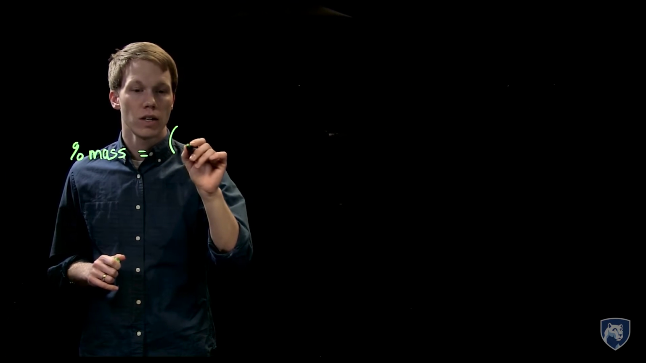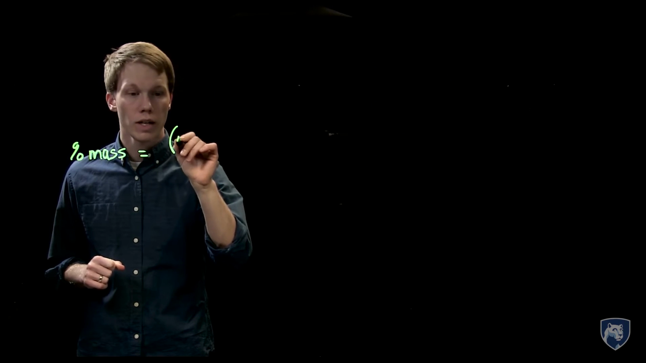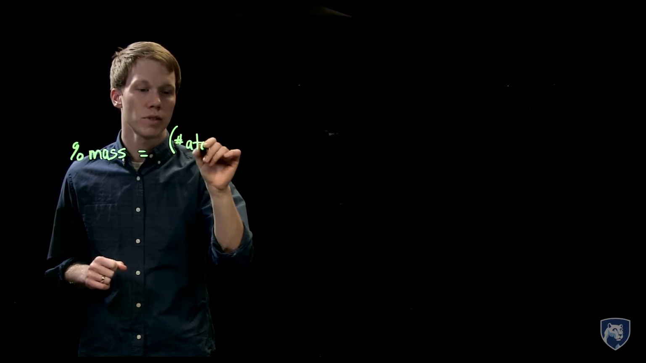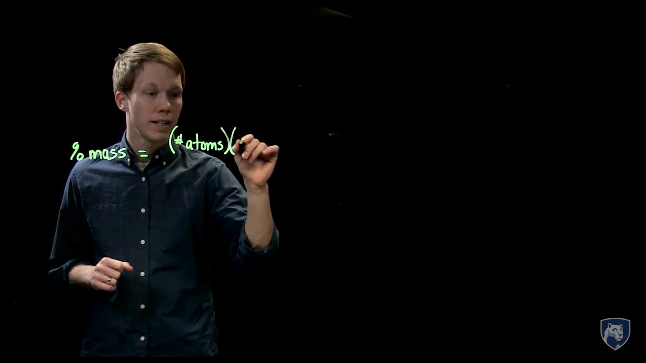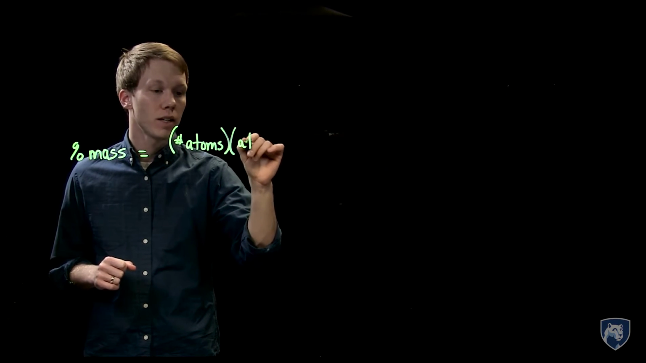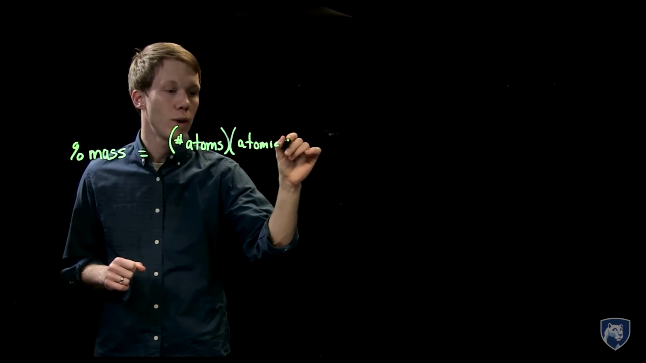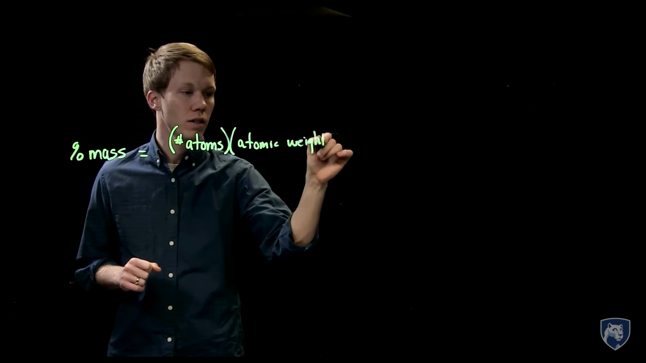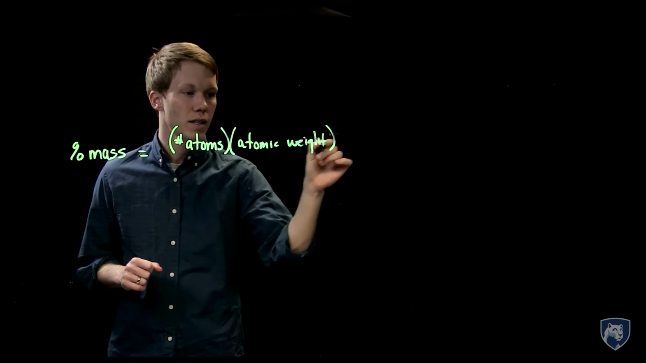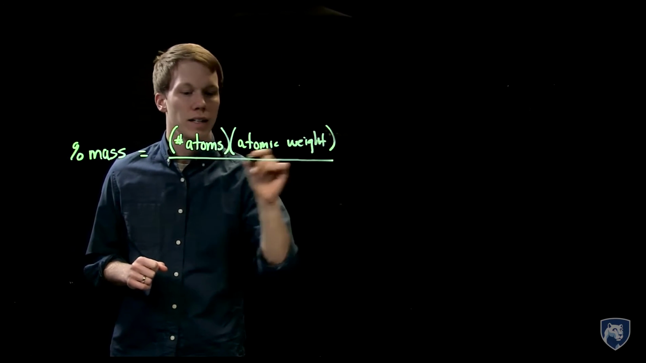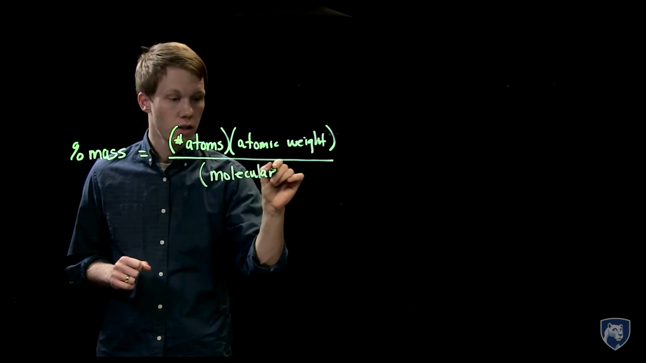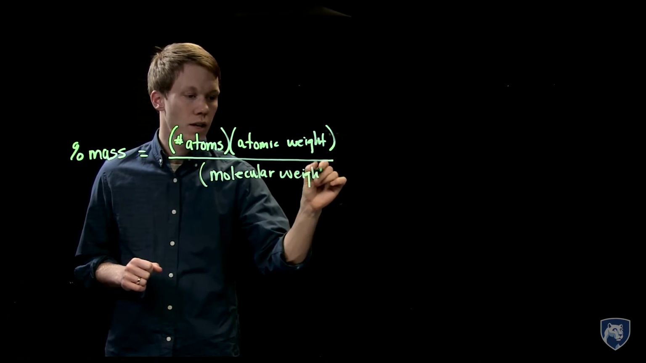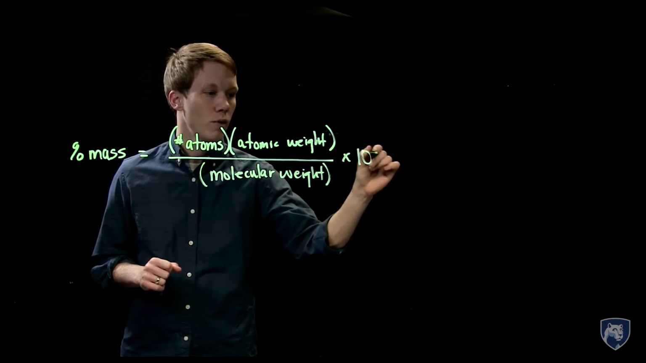We could consider carbon in, say, table sugar or sucrose. We're going to take the number of atoms of that element of interest, multiply it by the atomic weight of the element, and divide by the molecular weight of the molecule. All of that multiplied by 100%.